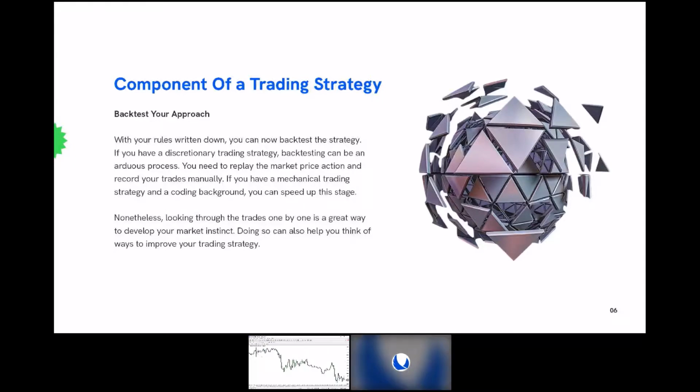It is a great way to develop your market instinct. It will help you develop your anticipatory skills in the market. Doing so can help you think of ways to improve your trading strategy. Just doing it yourself will help you think of ways. Exactly, manual testing will help you think of ways of doing it yourself.